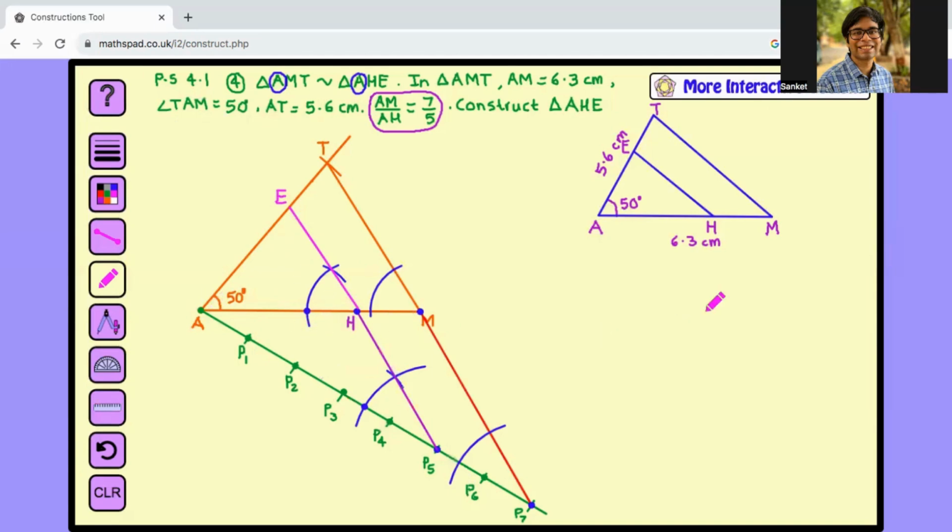I'm also going to label the measurements here. So AT was 5.6 centimeters. So I have put that over here. And AM was 6.3 centimeters. So I'm going to label that over here as well. So with that, my construction is done.